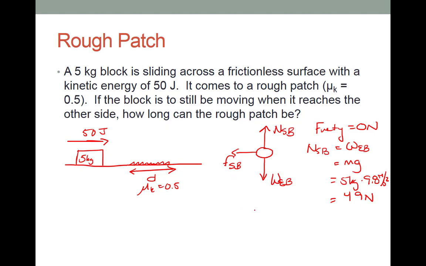We can then find the force of friction by saying friction is mu k times N, which is 0.5 times 49 newtons, which is 24.5 newtons. I now have all the information I need to use the work energy theorem.